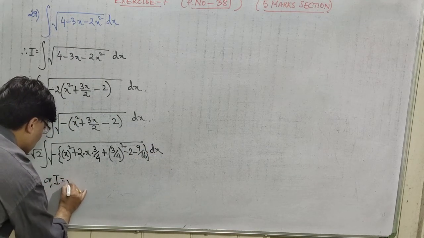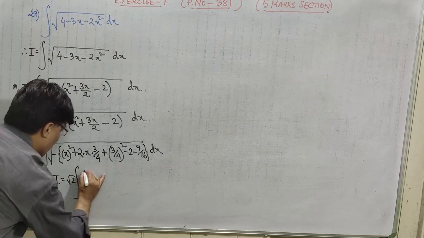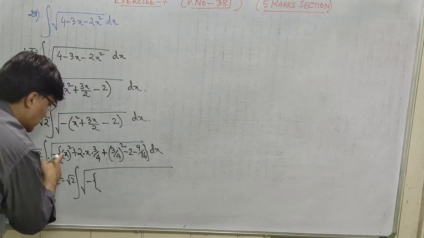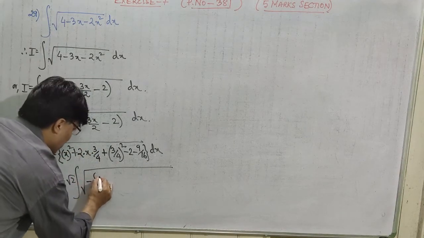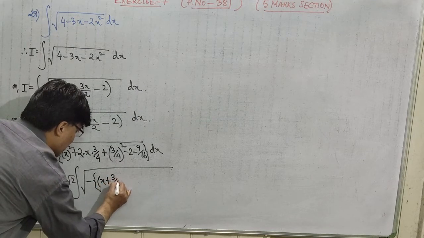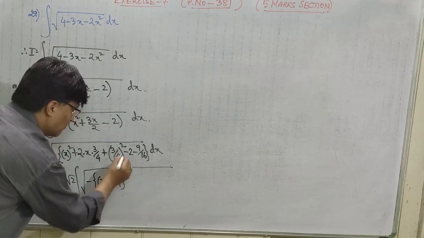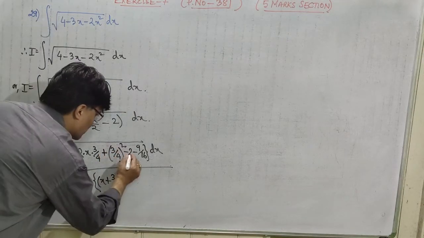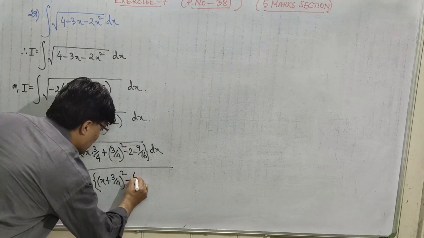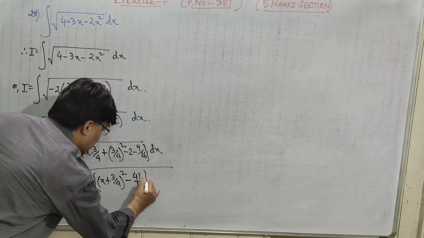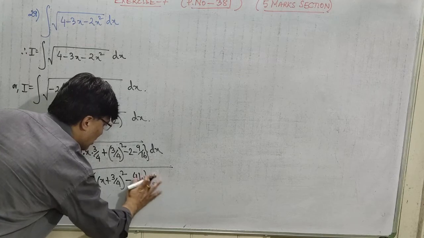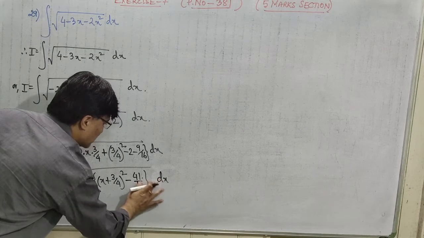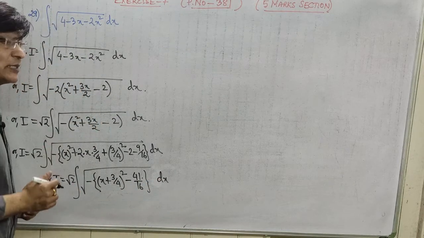Or I is equal to root 2 integration of square root minus within second bracket, what do we write? a square plus 2ab plus b whole square, that is a plus b whole square. Then minus 2 minus 9 by 16. That is the same sign, you have to add them. 16 2s are 32 plus 9 is 41. So this will be minus 41 by 16. Second bracket closed. Then outside the square root we have dx.